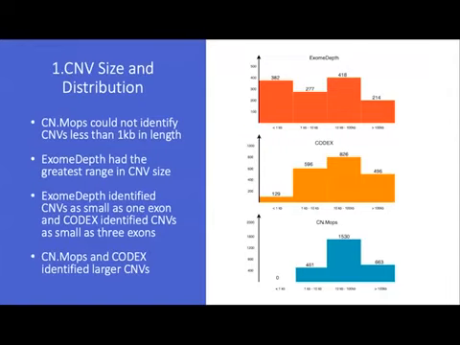The main takeaways of my analysis of CNV size and distribution were that the tool CNMOPS was unable to identify CNVs less than 1 kilobase in length, that ExomeDepth had the greatest range in CNV size, that ExomeDepth identified CNVs as small as 1 exon, and that CODEX was able to identify CNVs as small as 3 exons, and that on average, CNMOPS and CODEX identified larger CNVs than ExomeDepth.